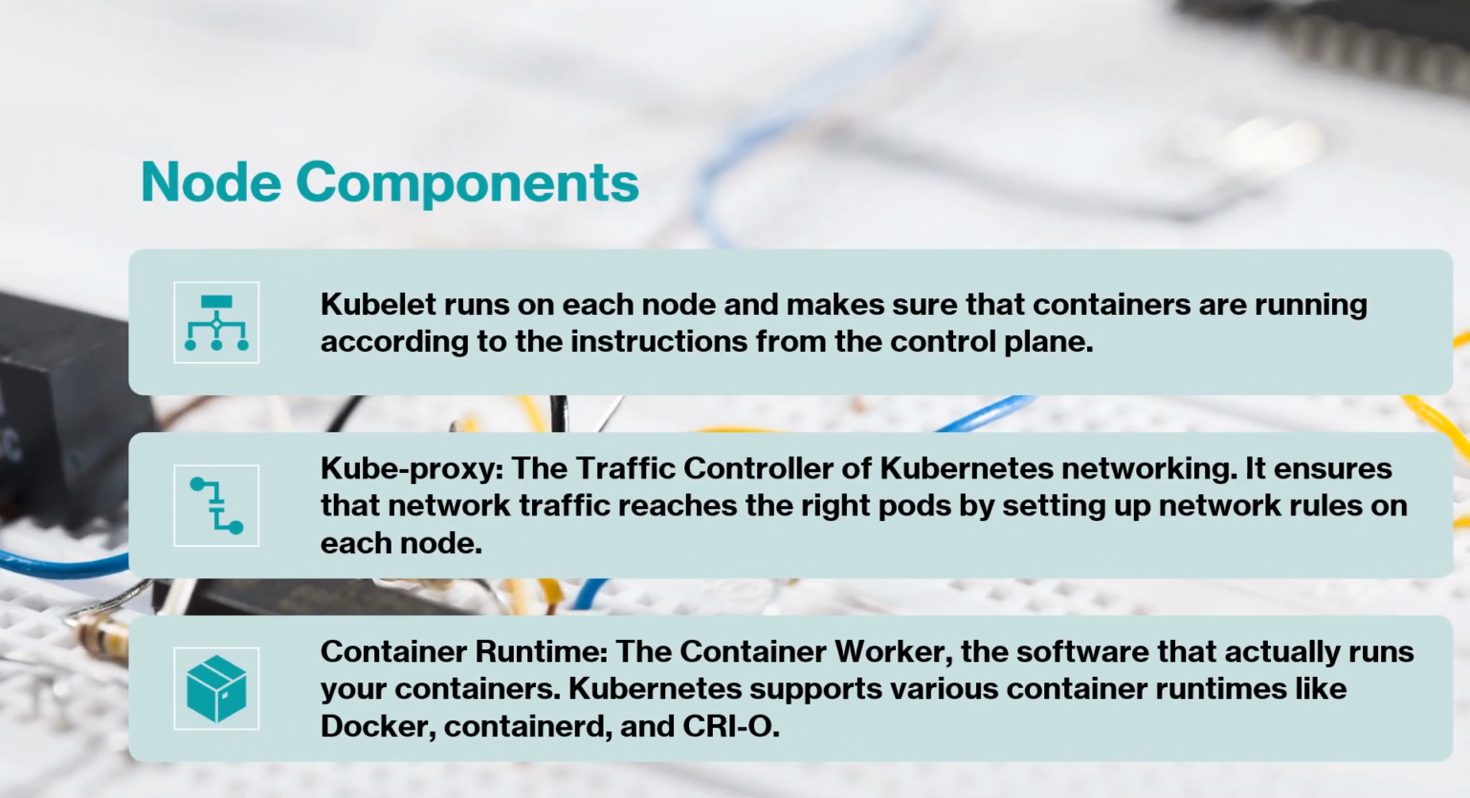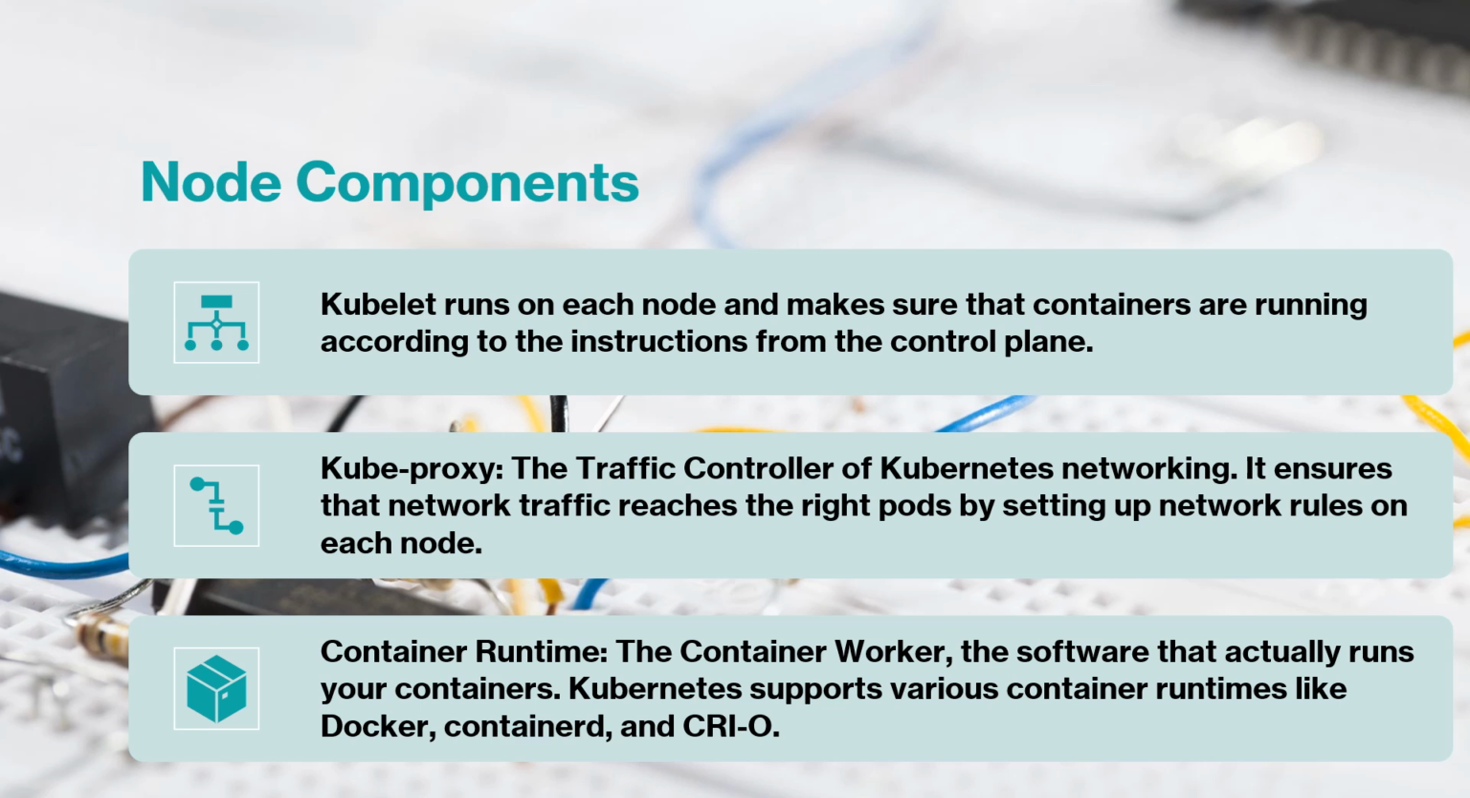Node components. Now that we've covered the control plane, let's move to the node components. These are the workers that actually run your application containers. If the control plane is the brain of Kubernetes, then the nodes are the hands doing the work. Each node in the cluster runs a set of key components that manage the execution of containers.